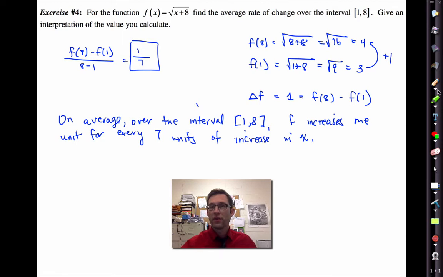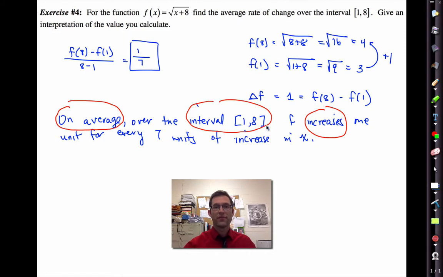sure that we note them right now. On average, that's very important. Over the interval, discuss the interval, increases, etc. So in other words, on average, I don't want to just say, hey, the thing increases by 1 unit for every 7 units of increase in x. It's an average rate of change. All right, we'll get into more how to differentiate that from what's known as an instantaneous rate of change, but it's an average rate of change. So on average, on that interval, we got to state the interval. On that interval, f increases 1 unit for every 7 units of increase in x.